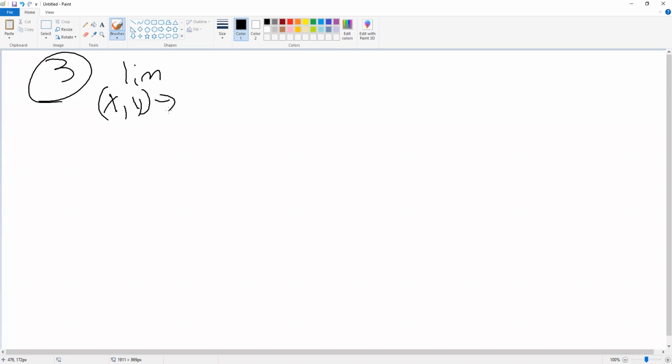All right, so the limit as (x,y) goes to (0,0) of 3 over xy. And don't worry, this one's not that bad.